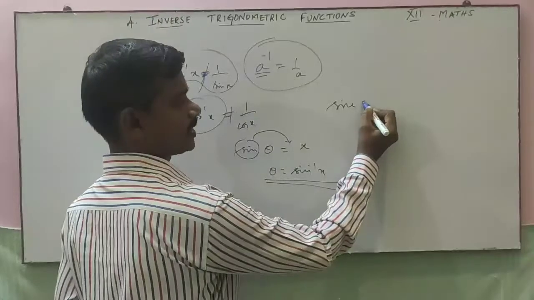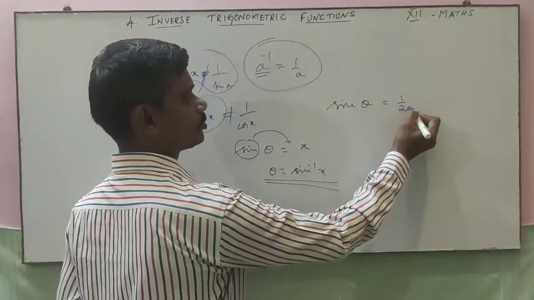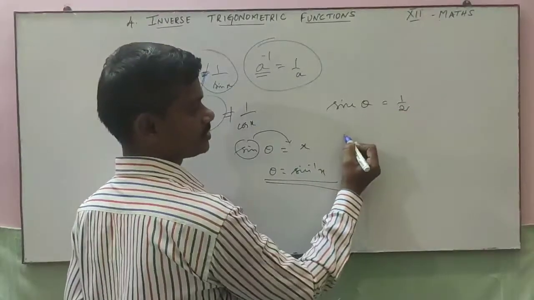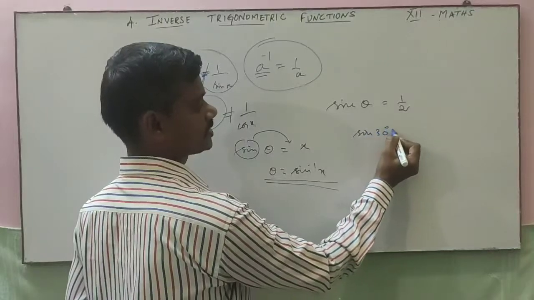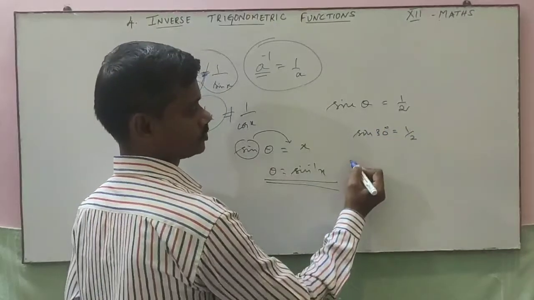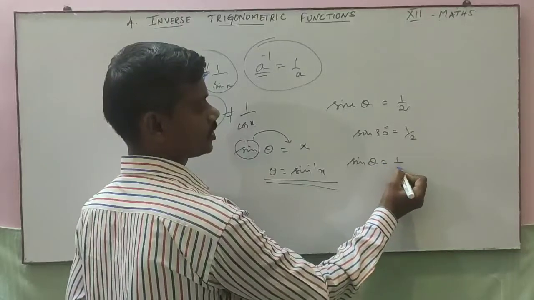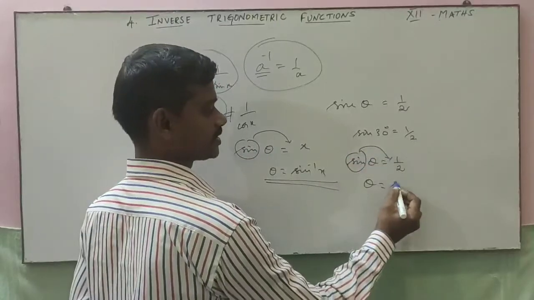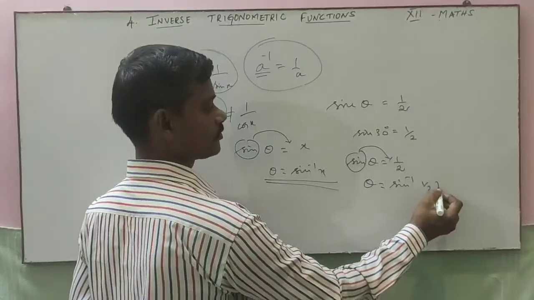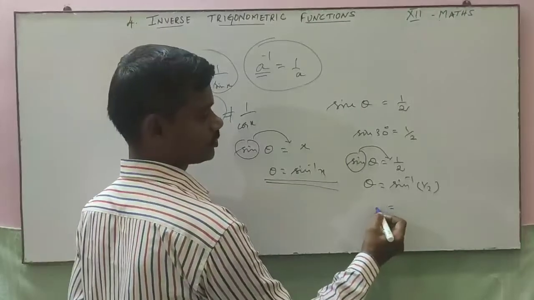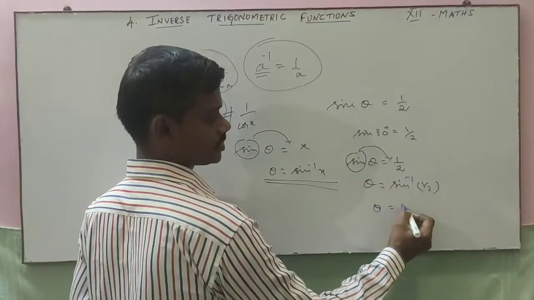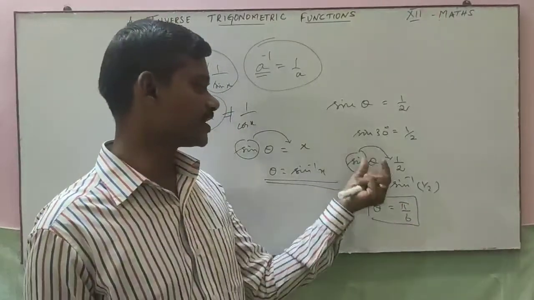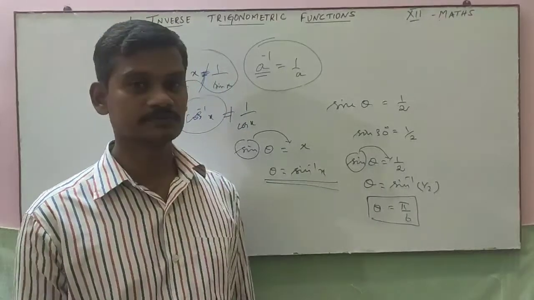We will go for one example. Sin theta is equal to 1 by 2. You know the value of sin theta is equal to 1 by 2 for which degree? Sin 30 is equal to 1 by 2. If sin theta is equal to 1 by 2, how will you get theta? If you take this sin to the right side, you will get sin inverse of 1 by 2. So now theta gives 30 degrees or pi by 6. So this is the way of finding the sin inverse function.